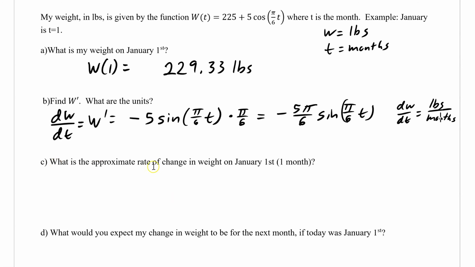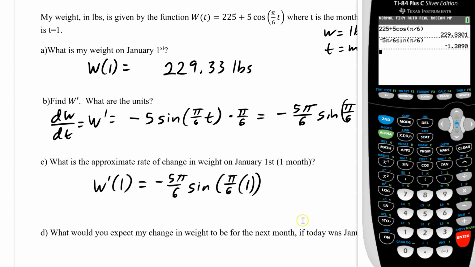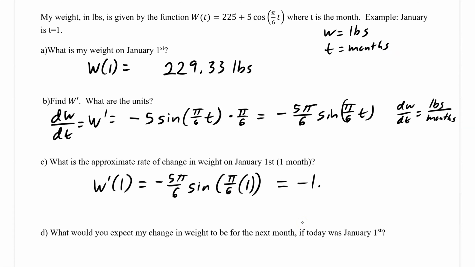So what is the approximate rate of change in weight on January 1st? If I take my W prime and plug in 1, it's going to tell me my approximate rate of change in weight on January 1st. So negative 5 pi over 6, plugging in 1, gives me negative 1.309. By putting units on it, it tells us what it means: pounds per month. So it's saying on January 1st, I should lose 1.309 pounds for the next month.